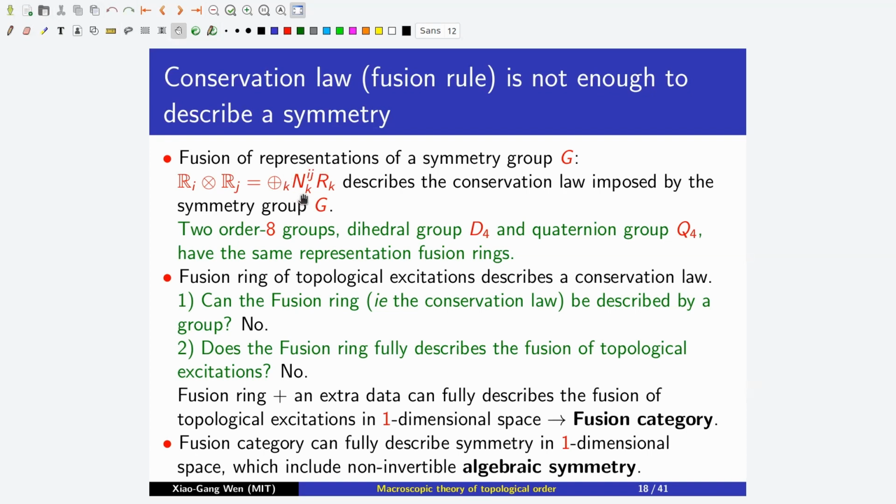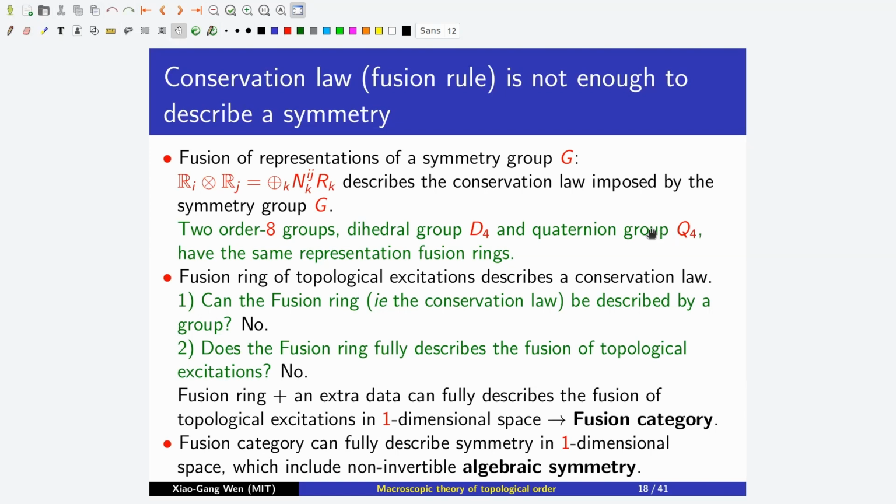It's known that the fusion coefficient or fusion ring does not determine the symmetry group. One example, which I just checked this morning: the dihedral group D4 and the quaternion group Q4 have the same fusion rule, but they are different symmetry groups. I think this point is very important. That means that symmetry is more than conservation. There's an additional layer in the symmetry. When we say conservation, we kind of overlook, ignore it.